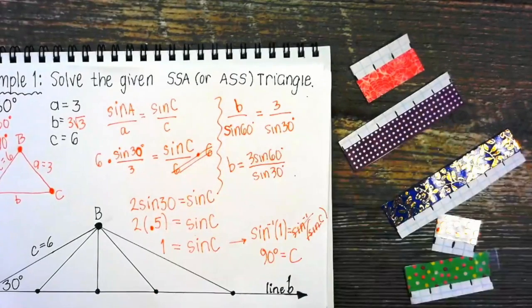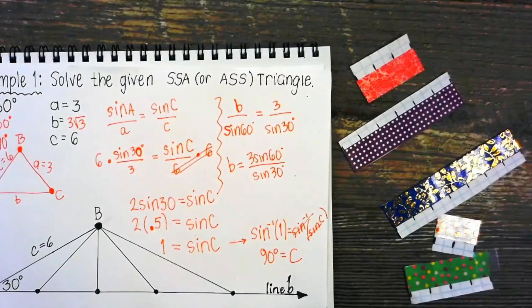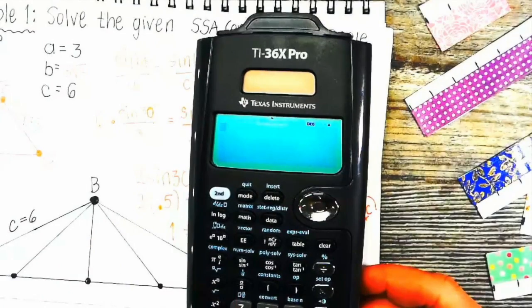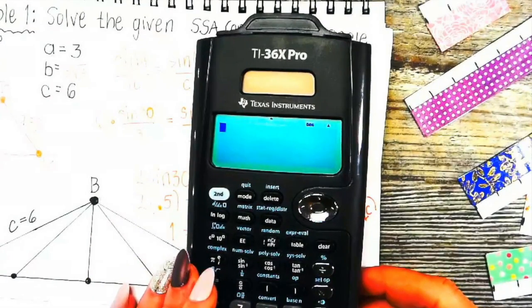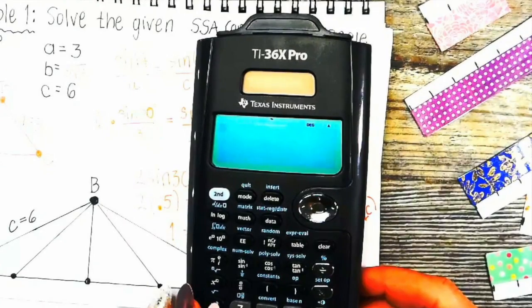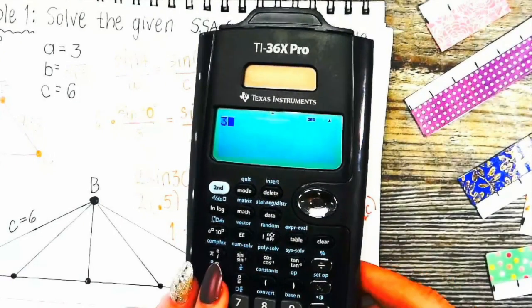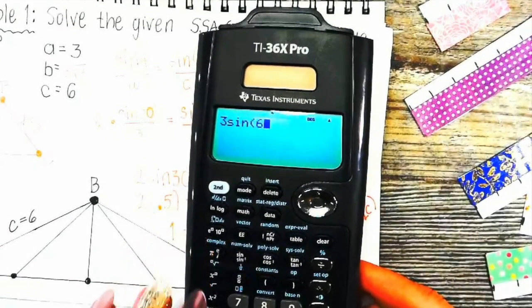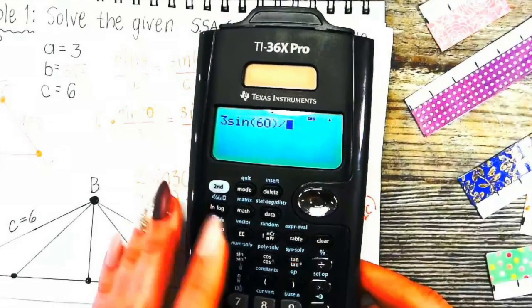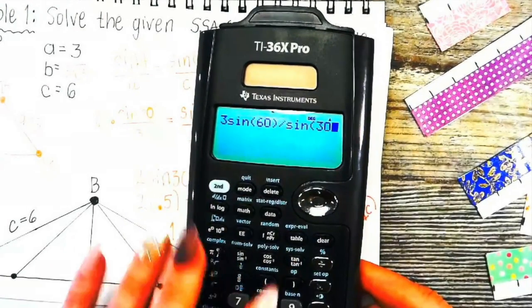I know 30 and 60 look pretty nice above each other, and you might be tempted to reduce. However, you can't reduce those. When you have the sine of 60 and the sine of 30, you can't simplify. If I wanted to type in the calculator and figure out the answer for the length of side B, I would go ahead and type in 3 sine 60 divided by sine 30.